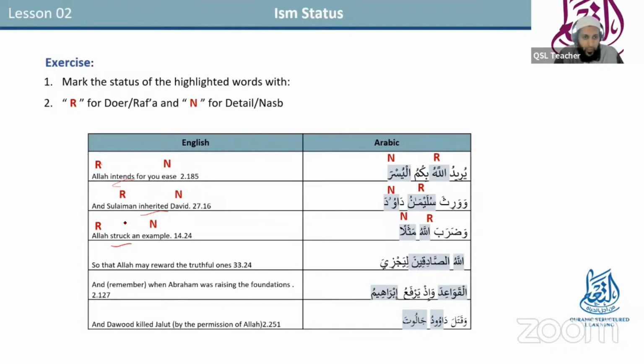Fourth example, so that Allah may reward the truthful ones. So the action word is reward. And who's doing the rewarding? Once again, lafzul jalala, Allah, rafa'. And the truthful ones is nasab.